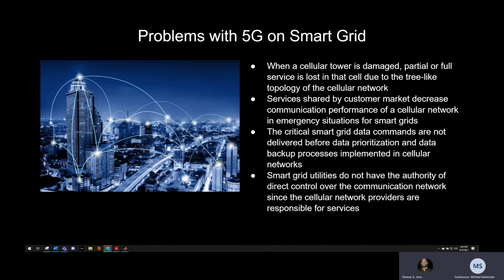Now we're going to go over some of the problems with 5G on smart grid. When a cellular tower is damaged, partial or full service is lost in that cell due to the tree-like topology of the cellular network. Services shared by customer markets decrease communication performance of a cellular network in emergency situations for smart grids. The critical smart grid data commands are not delivered before data prioritization and data backup processes implemented in cellular networks. Smart grid utilities do not have the authority of direct control over the communication network since the cellular network providers are responsible for service.